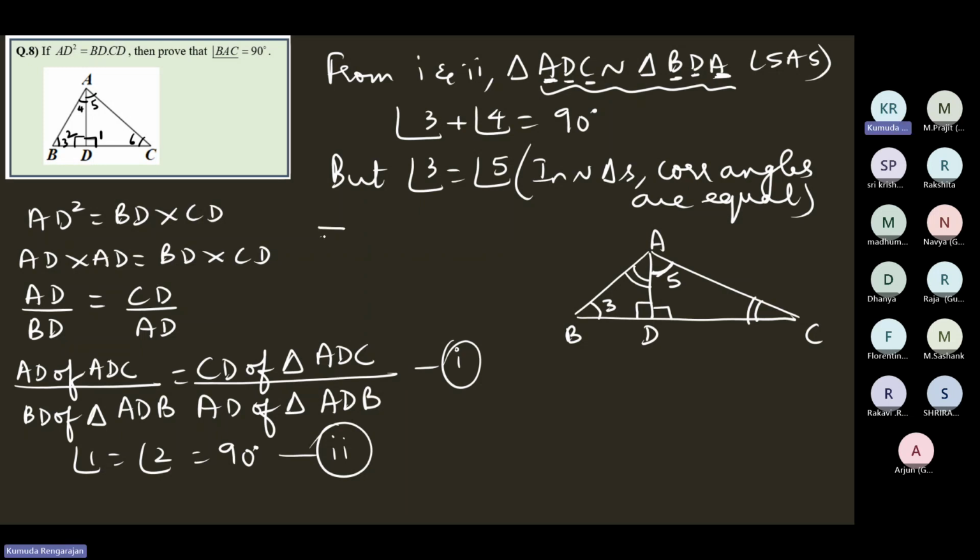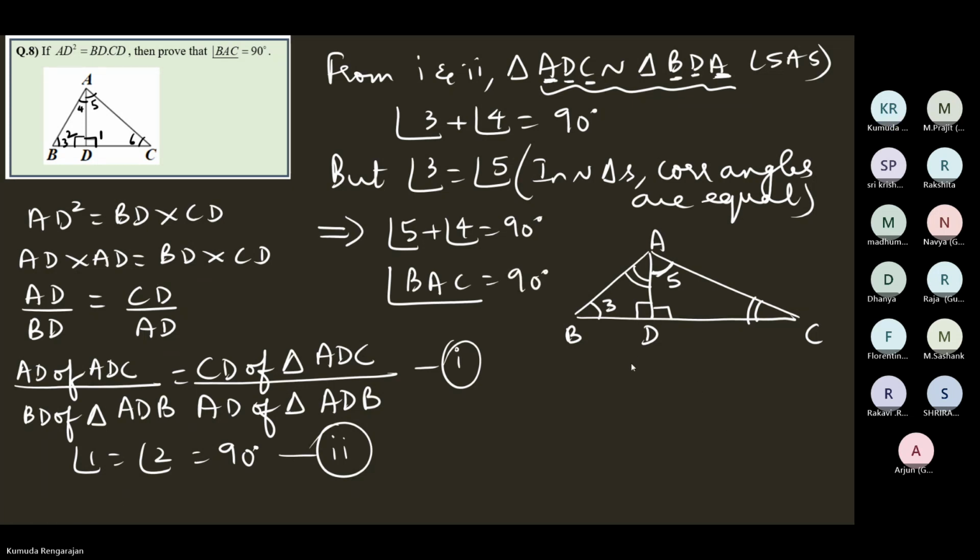So this implies, now instead of writing 3 plus 4 is 90, 3 is equal to 5. So angle 5 plus 4 is equal to 90. Now what is 5 plus 4? That's nothing but angle BAC. BAC is equal to 90. You can do it like this.